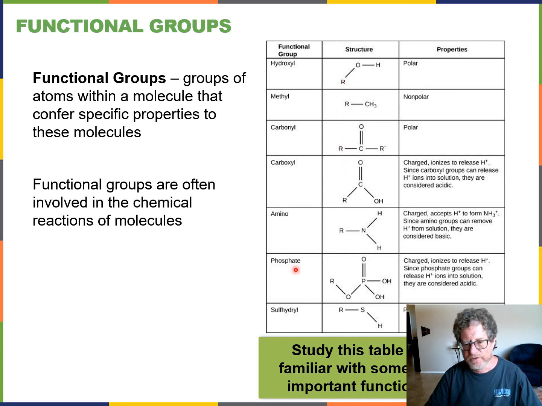A phosphate group. A phosphate group is a phosphorus atom surrounded by oxygen. Here they're showing the oxygen with hydrogen. Usually the hydrogen is dissociated, and you see the oxygen with a negative charge when it's lost that proton. Sulfhydryl group, okay, so that's telling you it's a sulfur group bound to a hydrogen, and they're pretty important too.